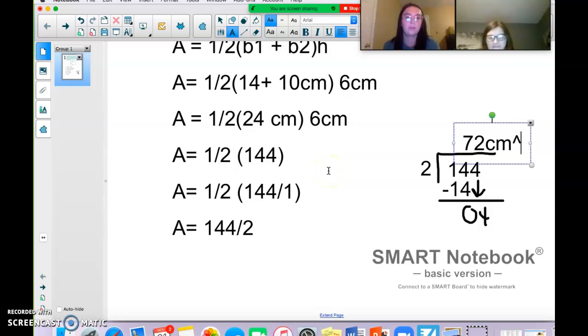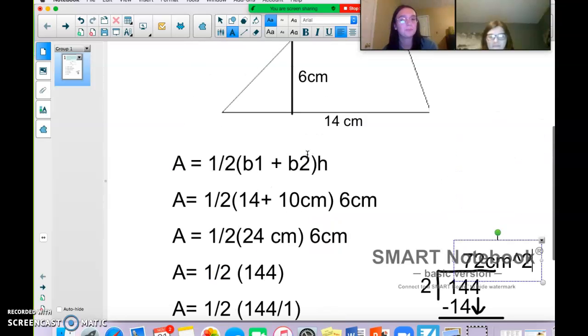So you would write squared because areas are always squared. So that's how you do that.